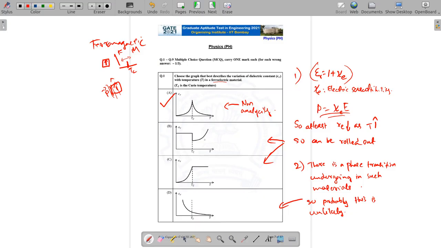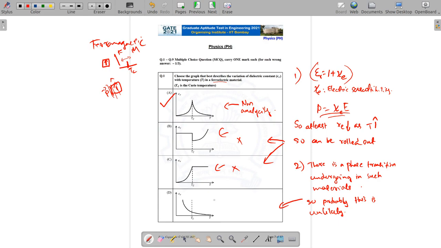So that means if you look at these plots, this one and this one, when you increase the temperature, there is actually no variation happening. A change in epsilon r will be captured by a change in chi e, right? That's why I am guessing this. So these two are unlikely. This is not going to happen because chi e is expected to decrease with temperature, and there is a phase transition again in this kind of material. This I actually got by googling.